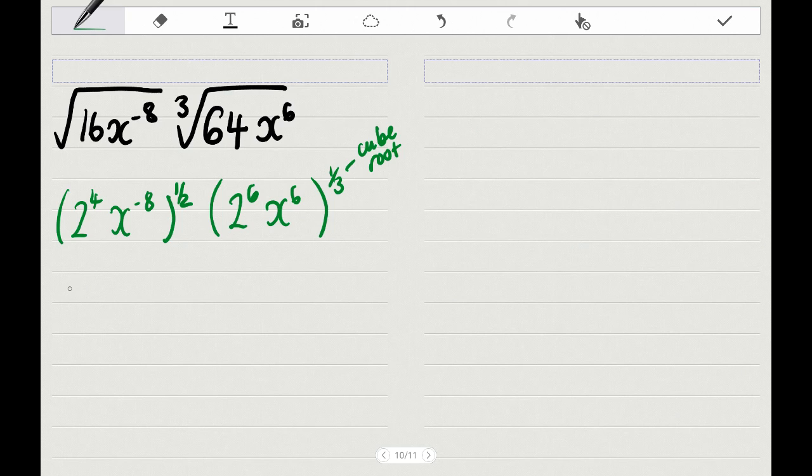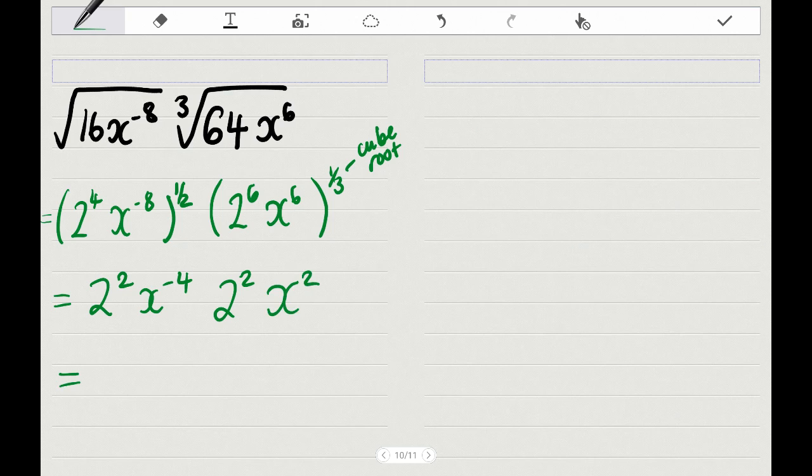So now what we're going to do is distribute. 4 times a half is 2. Minus 8 times a half is minus 4. 2 times a third is 2. 6 times a third is 2. And 6 times a third is 2.